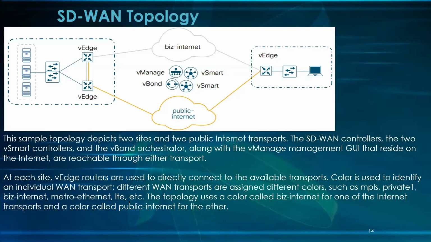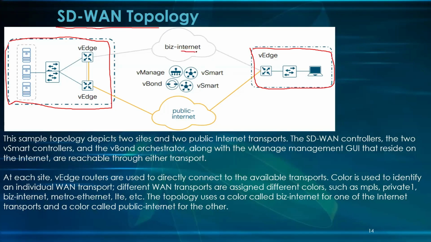Now, how does your SD-WAN topology look? This is how your topology looks. We have an SD-WAN topology where one site has 2 vEdges, and the other site has only 1 vEdge. However, both sites have 2 internet connections.